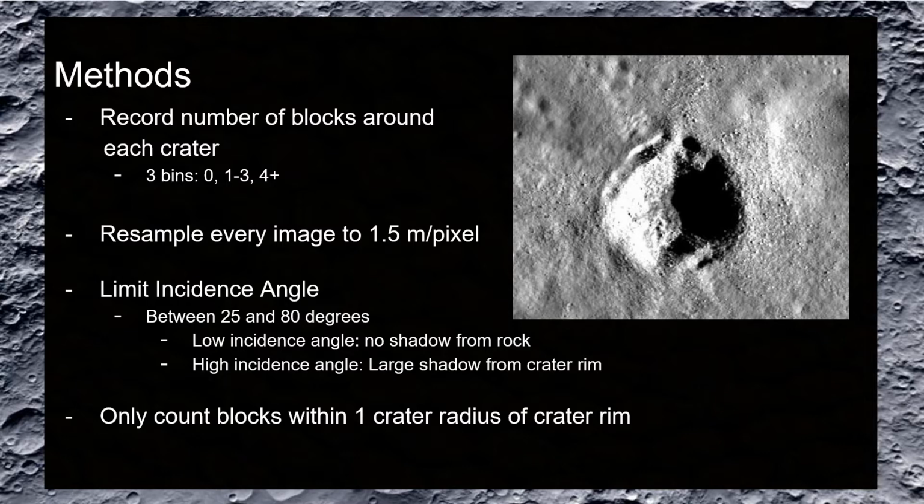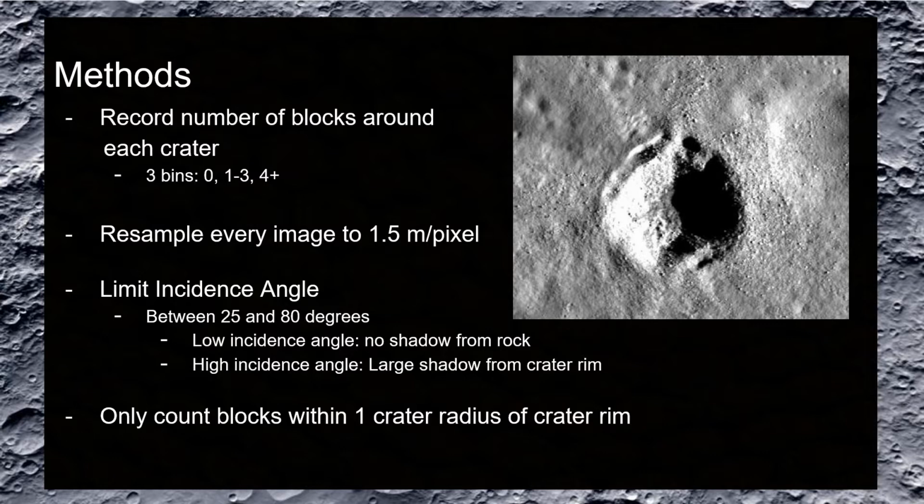Once we had selected our cold spot craters, we found the best image of each cold spot crater from the Lunar Reconnaissance Orbiter, and we used ArcGIS to record the number of blocks around each crater. We binned each crater as having 0, 1 to 3, or 4 plus blocks in the surrounding regolith.